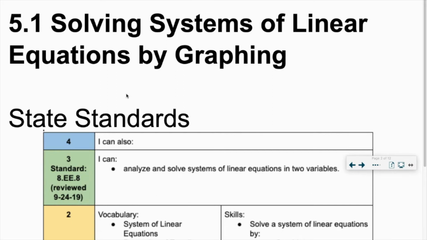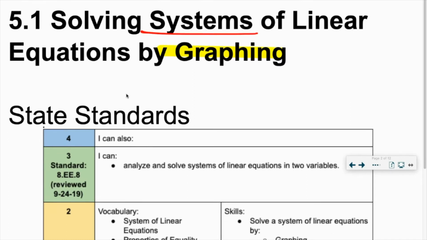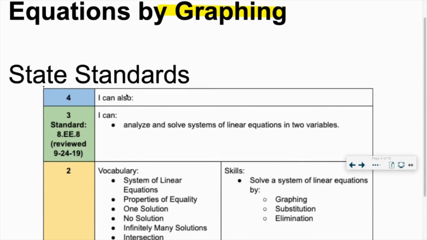Chapter 5, Lesson 1, Solving Systems of Linear Equations by Graphing. Chapter 5 has four lessons in it where we're going to look at three different ways to solve systems, which you can see listed down here. And then coming back into play, we're going to talk about right away how there's one solution. But we'll see later on again that there could be no solution or infinitely many solutions.